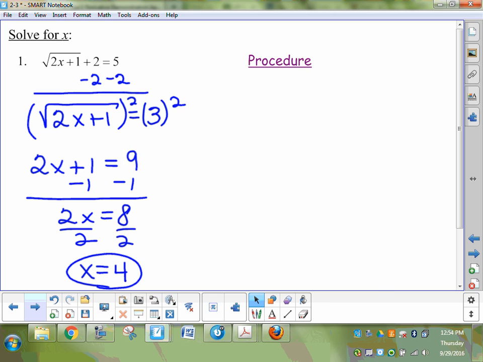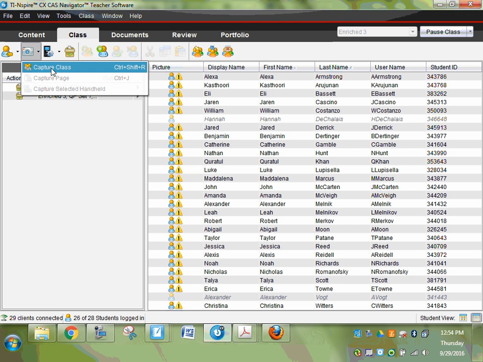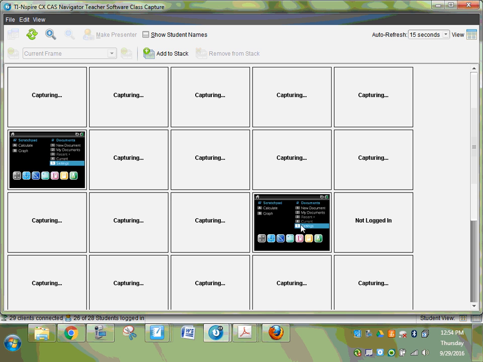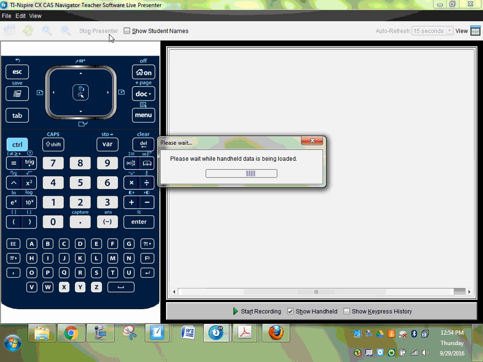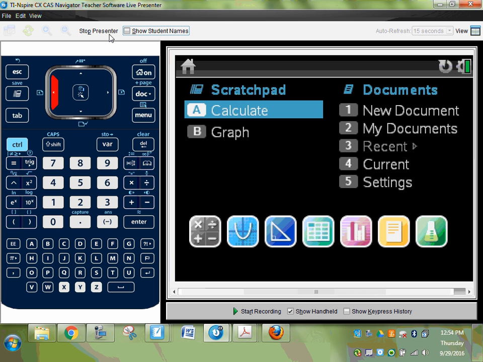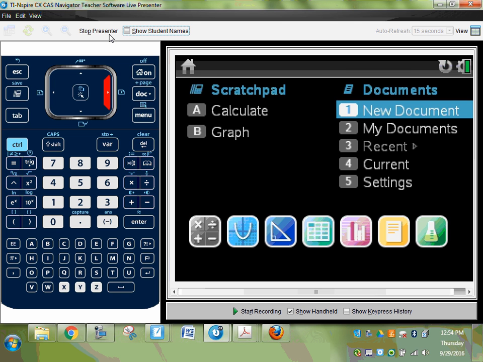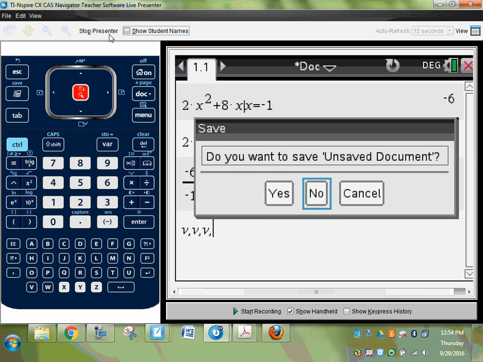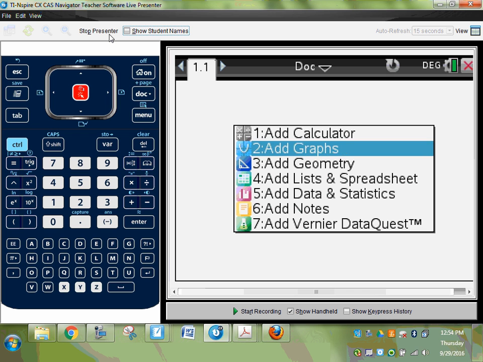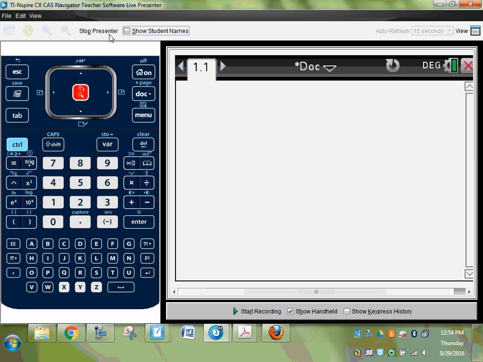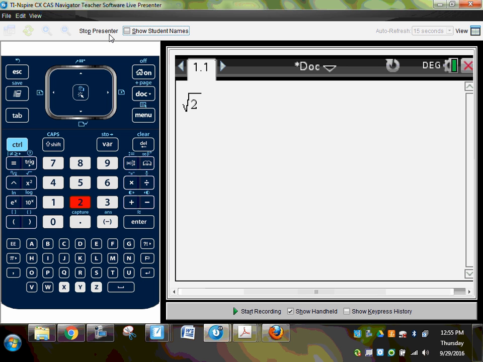What we're going to have you do is go over to your calculators. Now, this is something I don't know how familiar you all are with using the calculator. Let's go into a new document. Don't save what's there. The next thing that you're going to do is add calculator. Now, I want you to go in your calculator and type in what the original equation was, which is the square root of 2x plus 1 plus or minus, and I can't remember what it was. Type in what that original equation is.